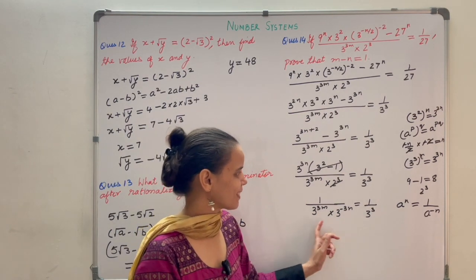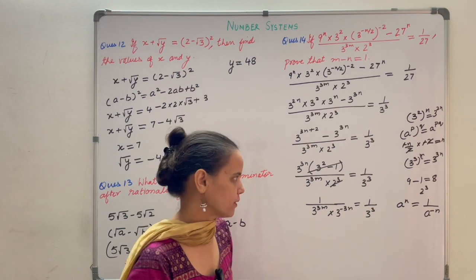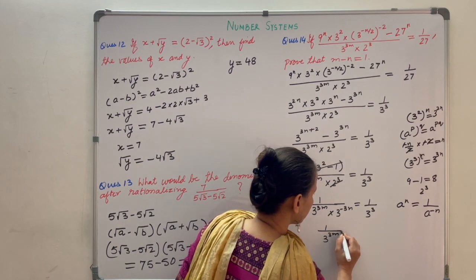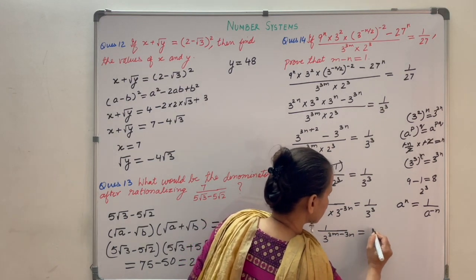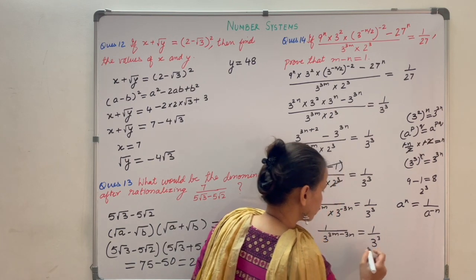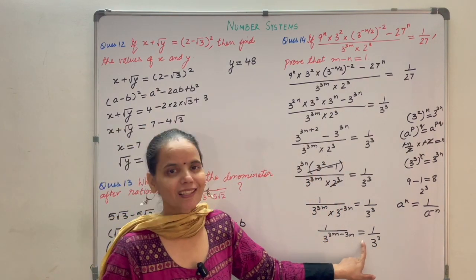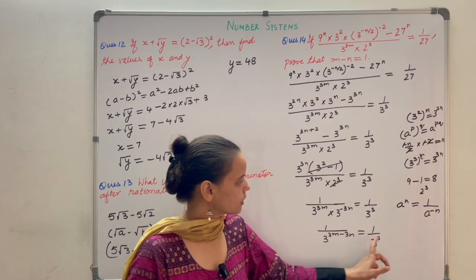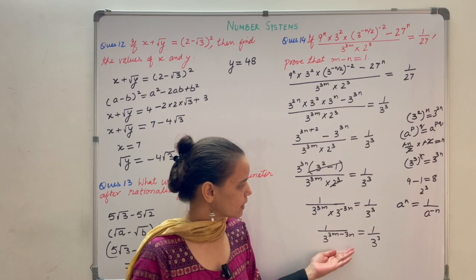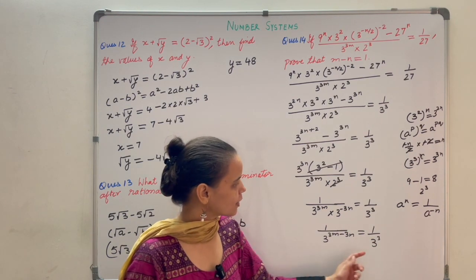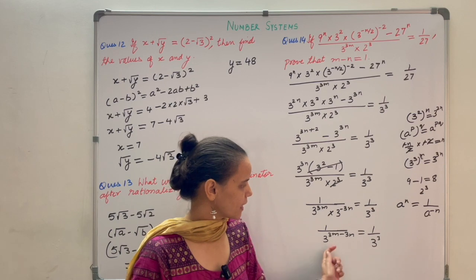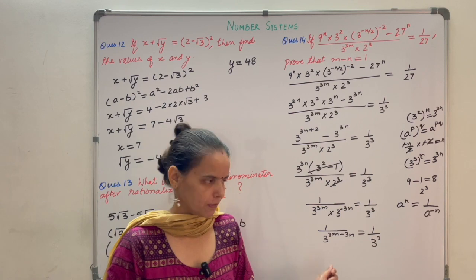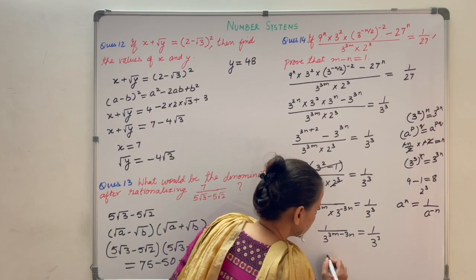So here the bases are same. So you can add the powers. So when you add the powers, what will you have? 3 raised to power 3m minus 3n is equal to 1 upon 3 cube. So here you can see that there is an equality sign, and here on both the sides the numerator is 1. So here also the denominator should be equal, then only this side will be equal to this side. And in the denominator you can see the base is same, that is 3. So for the denominator numbers to be same, exponent also should be same.